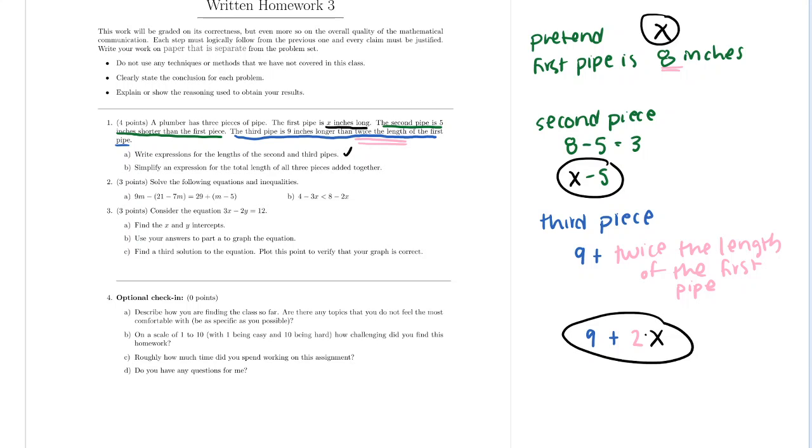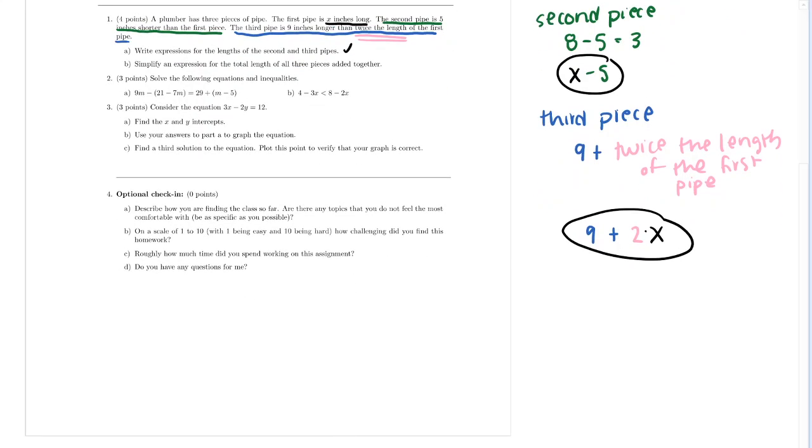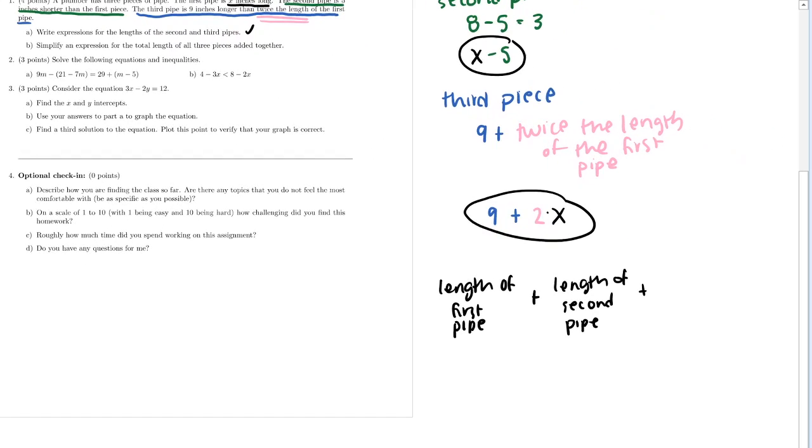Now it says, simplify an expression for the total length of all 3 pieces added together. Well, here, what we would have to do is add the length of the first pipe. We'd add that on with the length of the second pipe. And then we would add that on with the length of the third.